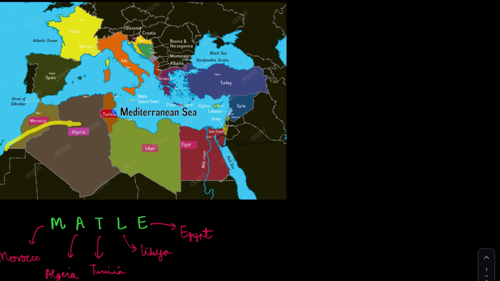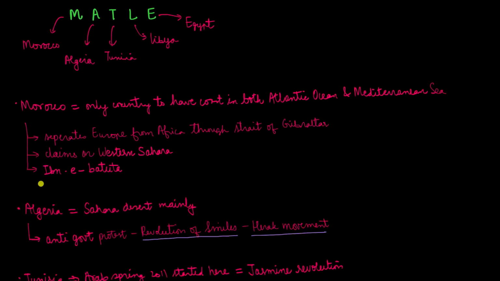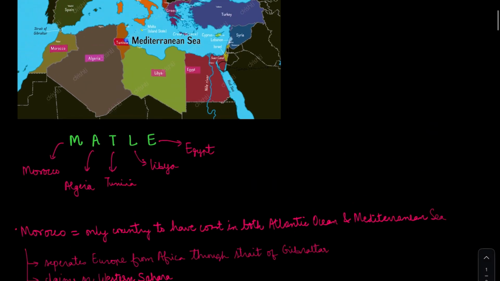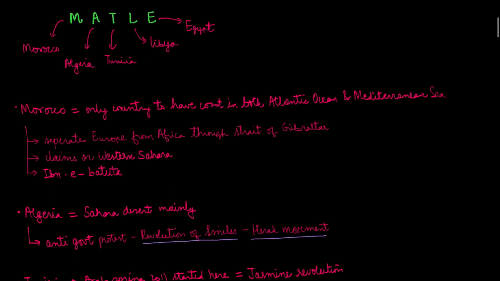So the Western Sahara region also lies in Morocco, and Ibn Battuta, a medieval historical figure, was also from Morocco. Ibn Battuta is an Urdu poet.